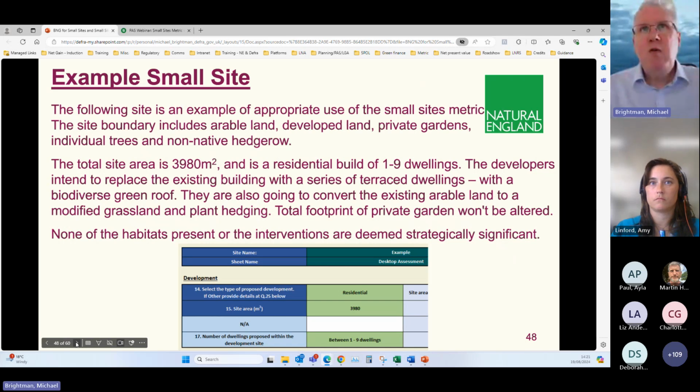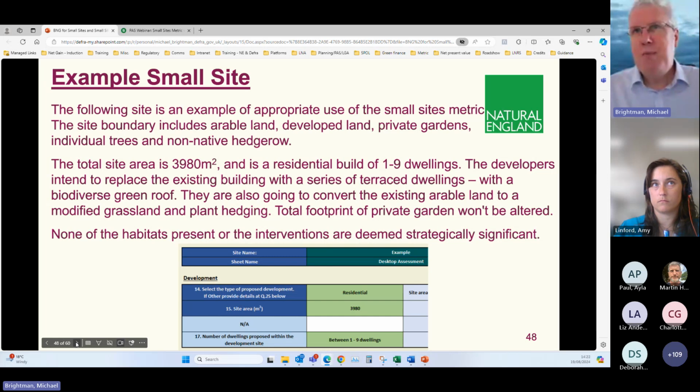The site boundary in our example includes arable land, some developed land, private gardens, individual trees, and non-native hedgerow. The total site area is a little under 4,000 square metres, and it's a residential build that meets the small site designation of between 1 and 9 dwellings.